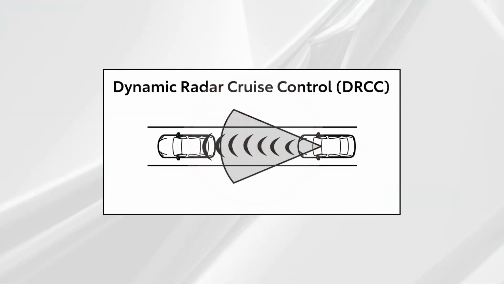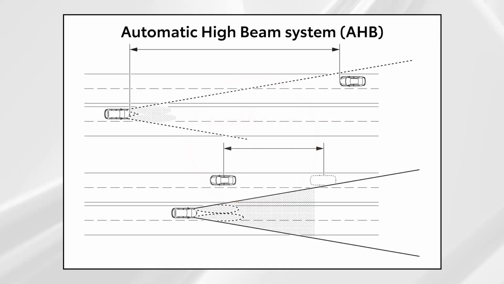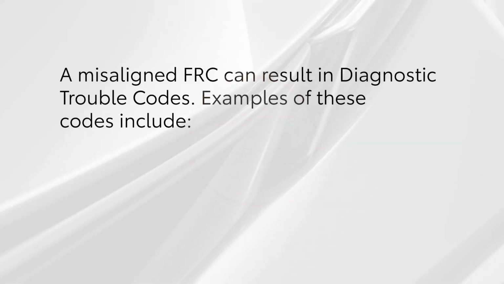The front recognition camera is also an important input sensor for the Dynamic Radar Cruise Control (DRCC) system, the Lane Departure Alert System (LDA), and the Automatic High Beam System (AHB). The front recognition camera system also self-monitors for system performance. A misaligned FRC can result in diagnostic trouble codes.